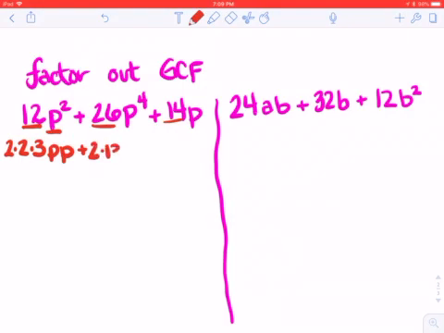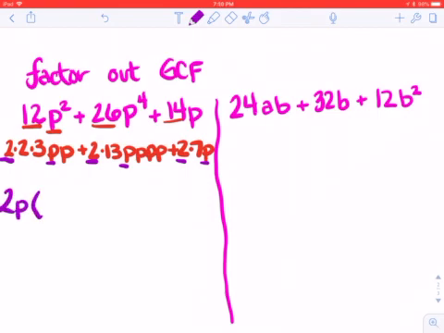26 is 2 and 13, and then 4 p to the fourth is going to give me 4 p's, and then 14 is going to give me 2 and 7 and then a p. Now I'm looking for what they share in common. So number-wise, I can see that they all share a 2, and as far as the variable of the letter, I can see they all share a p. So 2p is going to go kind of out in front. Now I'm going to kind of cancel those pieces so I can see what's left over.